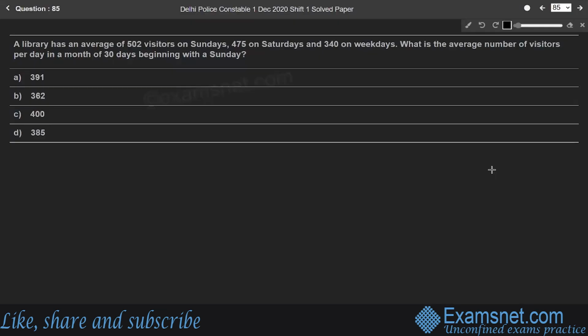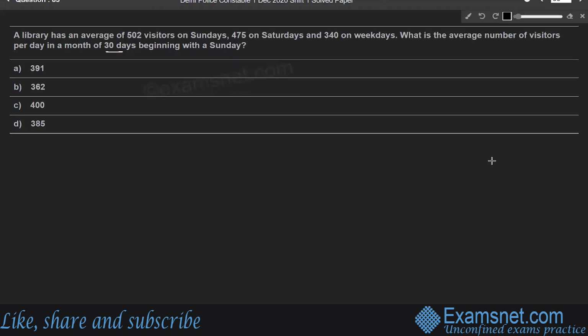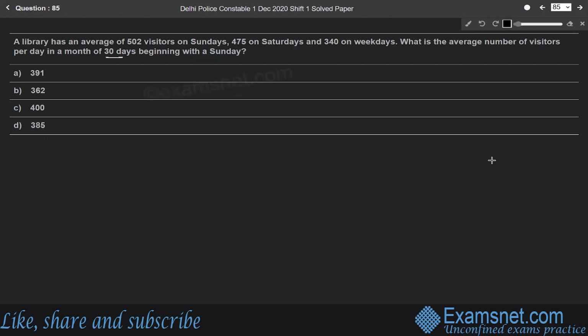Question 85. A library has an average of 502 visitors on Sundays, 475 on Saturdays, and 340 on weekdays. What is the average number of visitors per day in a month of 30 days, beginning with a Sunday? So here, let us start with the formula. Formula to find the average.